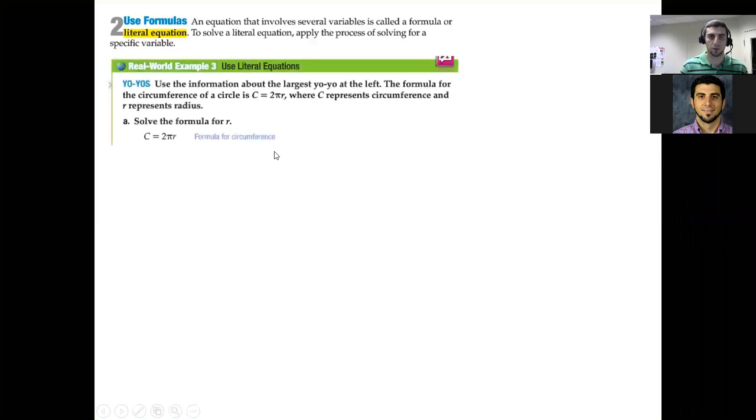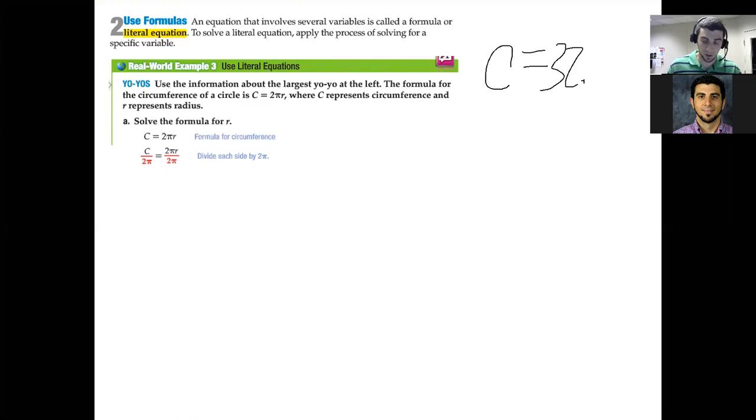So this example uses a yo-yo. Use the information about the largest yo-yo at the left. The formula for the circumference of a circle is C equals 2 pi r, where C represents the circumference and r represents the radius. So I forgot to put the picture in there, but basically what it says is that the largest yo-yo in the world has a circumference of 32.7 feet.